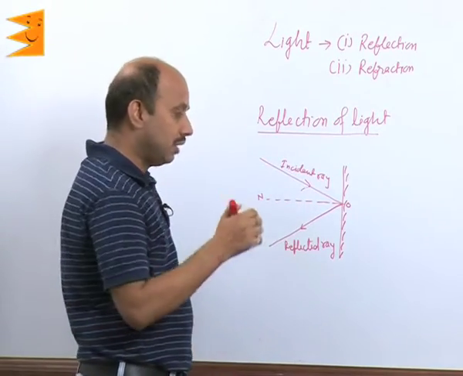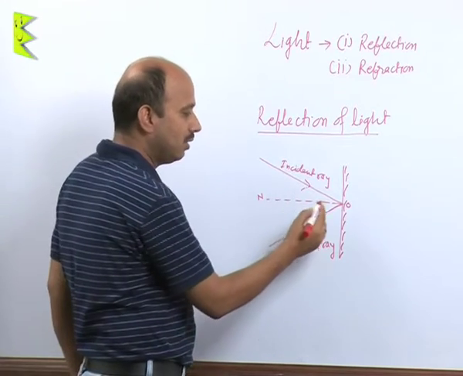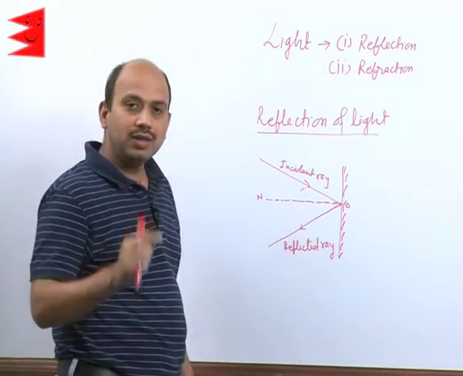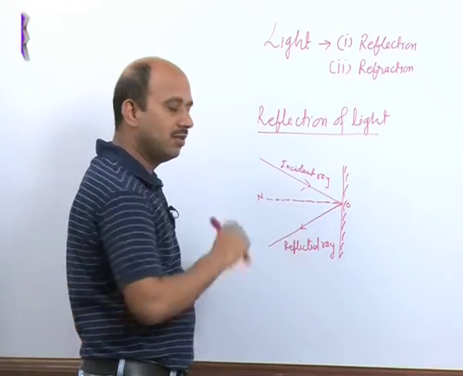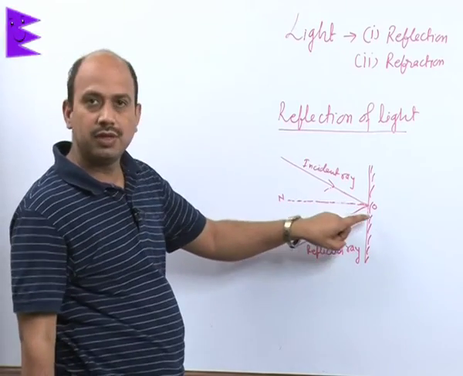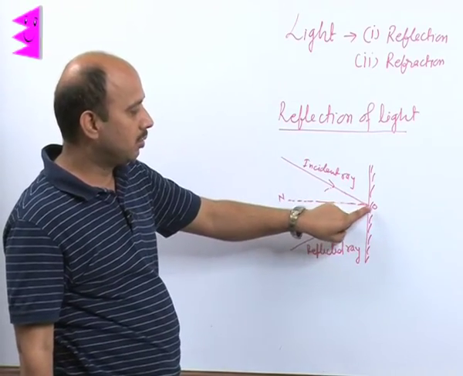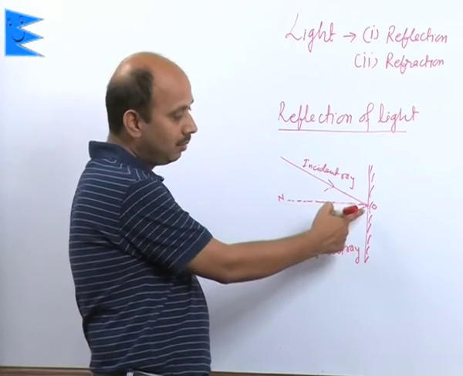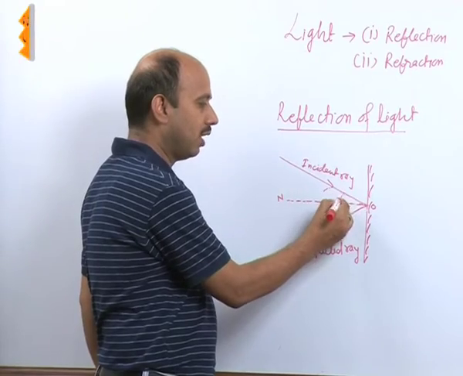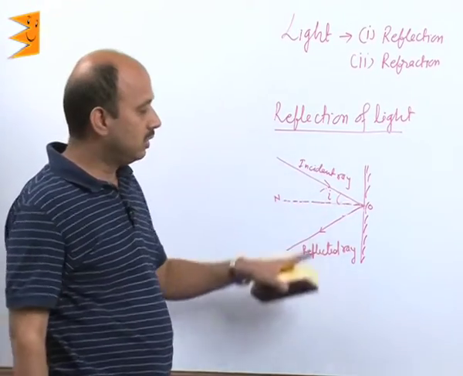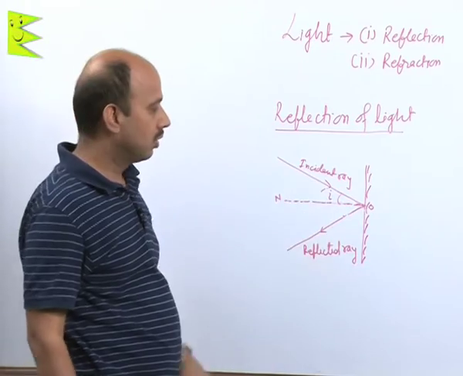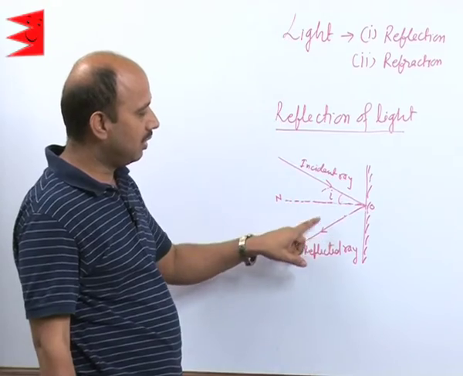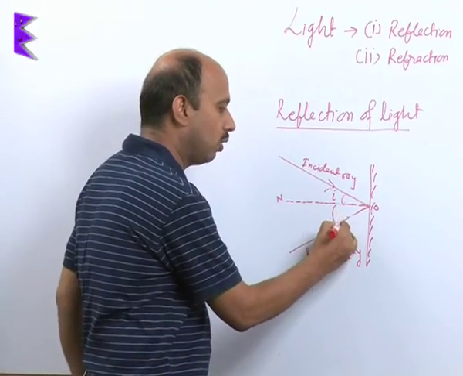There are certain important terminologies here. ON is the normal at the point of incidence. This ray is known as the incident ray, which is striking here at the point O. The angle between the incident ray and the normal at the point of incidence is known as the angle of incidence, which is represented by i here, and this is the reflected ray. The angle between the reflected ray and the normal is known as the angle of reflection.